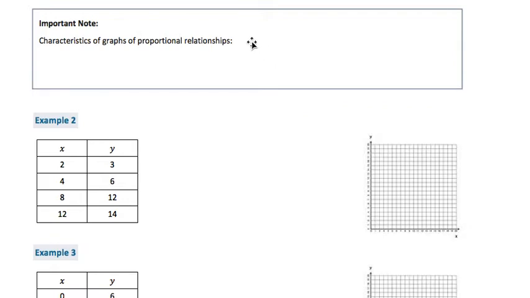Characteristics of graphs of proportional relationships, there are 2. The first one is that proportional relationships make a straight line. And the second quality is that that straight line will pass through the origin.